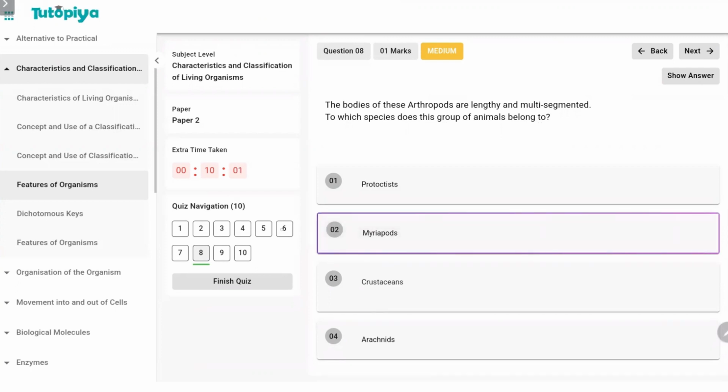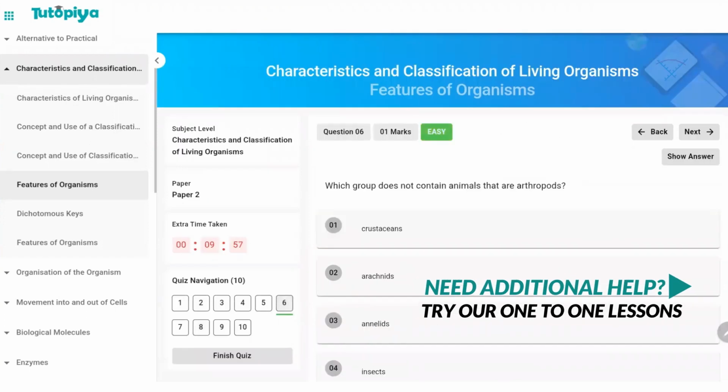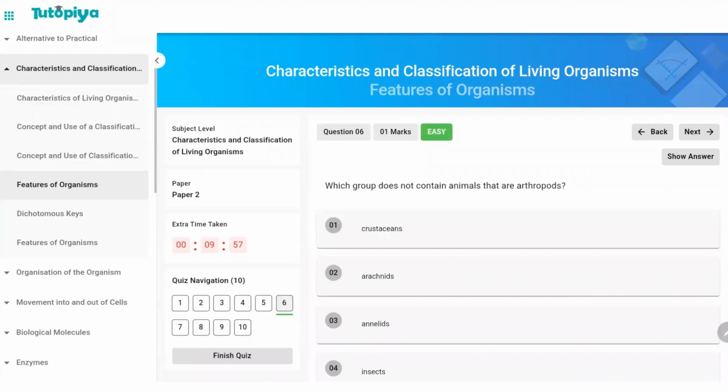All right, let's take a look at one more question before wrapping up. Which group does not contain animals that are arthropods? So they've given us the answers: crustaceans, arachnids, annelids, and insects. So the only group that we have not learned under arthropods are the annelids.